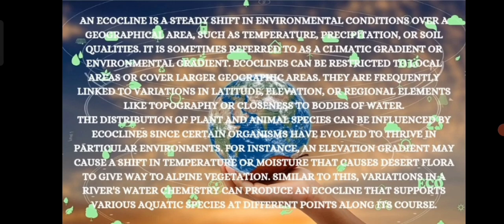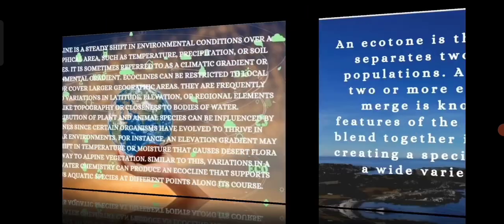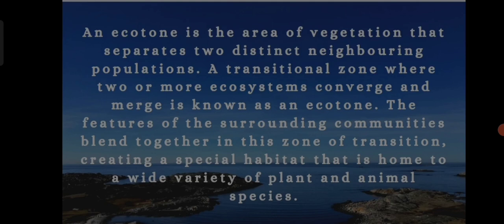Now coming to the second term, that is ecotone. So the vegetation zone between different communities is known as an ecotone. An ecotone is a transitional area where 2 or more ecosystems meet and integrate. This zone of transition is characterized by a blending of the characteristics of the neighboring communities, resulting in a unique environment that supports a diverse array of plant and animal species.